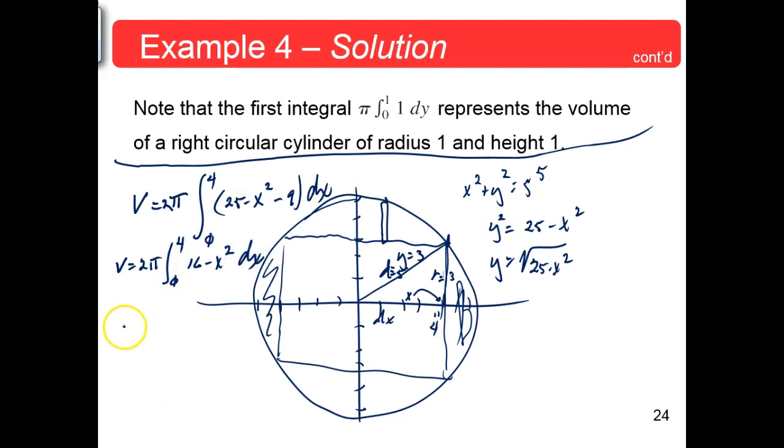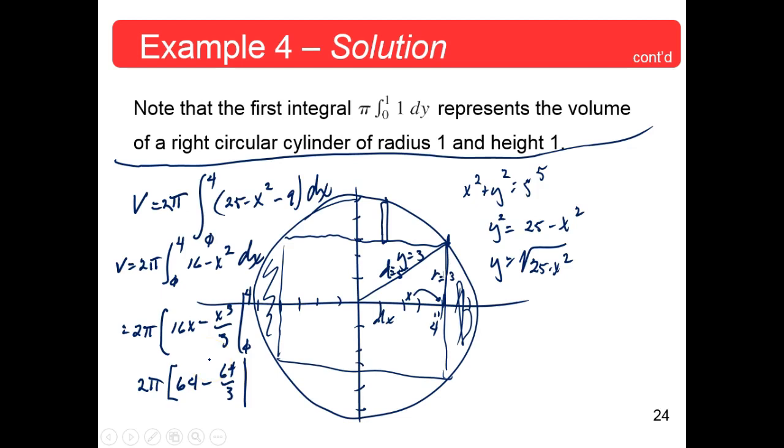Okay? Do the math. 2 pi times the antiderivative of 16, 16x minus x cubed over 3, evaluated from 0 to 4. And this will be, I'll keep it this way, 2 pi times, help me, 64 minus 64 thirds. Got it? Done.